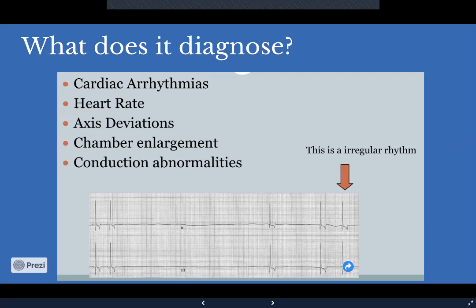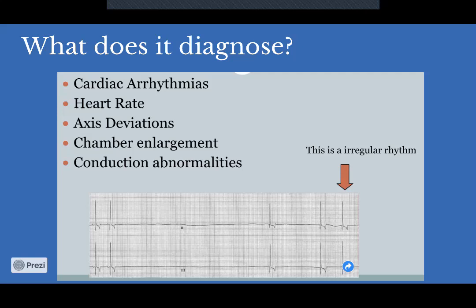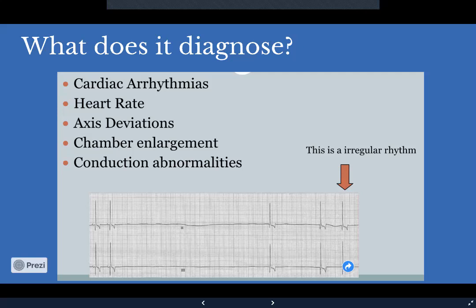And conduction abnormalities. So we're able to look and say, hey, is something going on within the heart that's not right? Is there a conduction abnormality where we might need to put a pacemaker in or something to that effect?